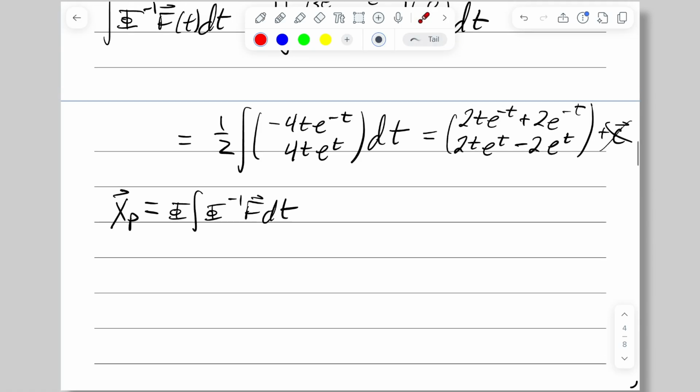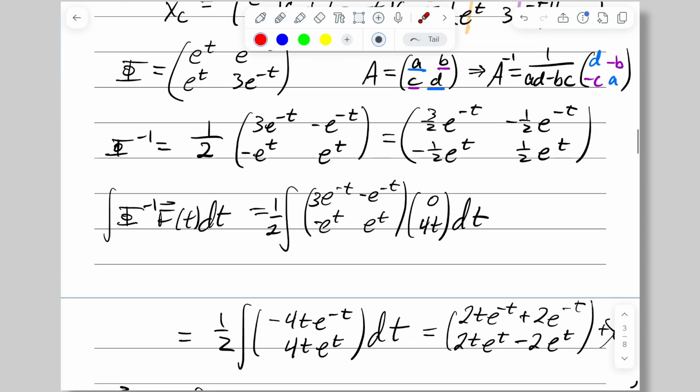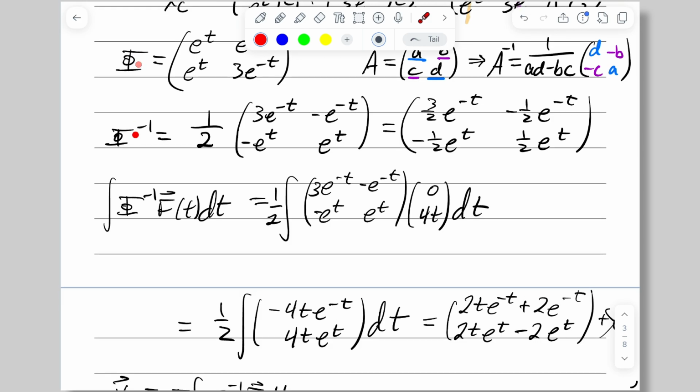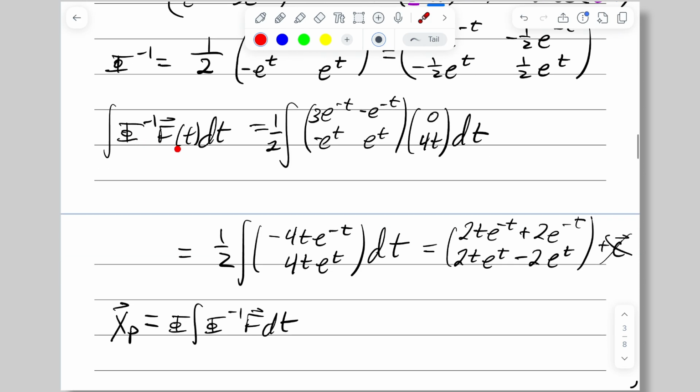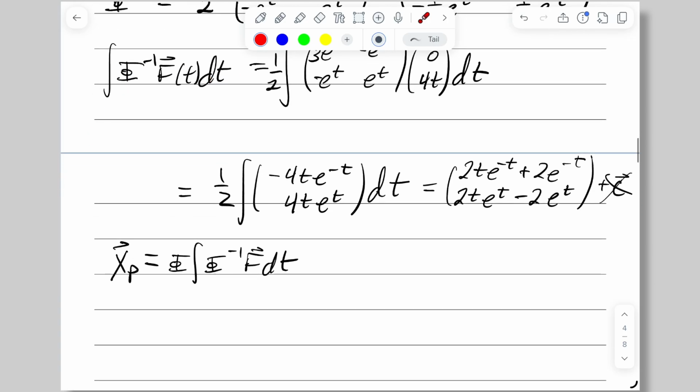I recommend that you keep writing it out the way I'm writing it out. That is, I know I need phi, I know I need phi inverse. I'm going to multiply that by f and put it into the integral. Write it down. It'll help reinforce the formula. xp is phi times that integral. Write it down.